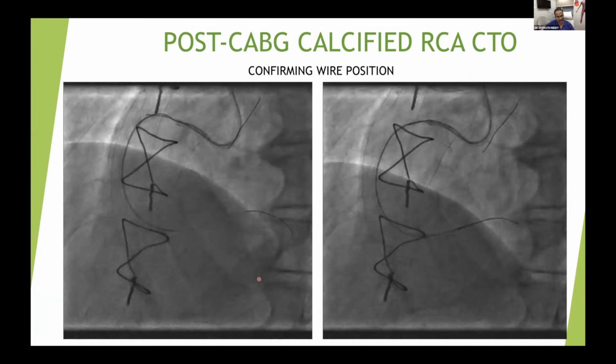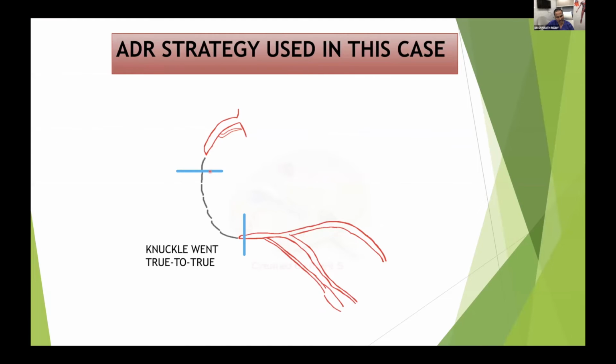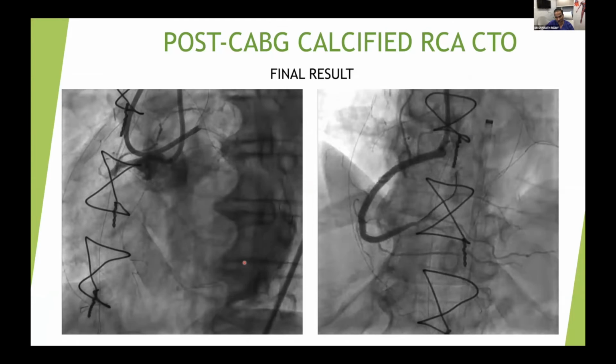So this is what happened in this case. We took a knuckle wire from here, and we thought of doing a wire-based advancement here, but the knuckle wire went into the true lumen. So the procedure became simple. This was the result I got.